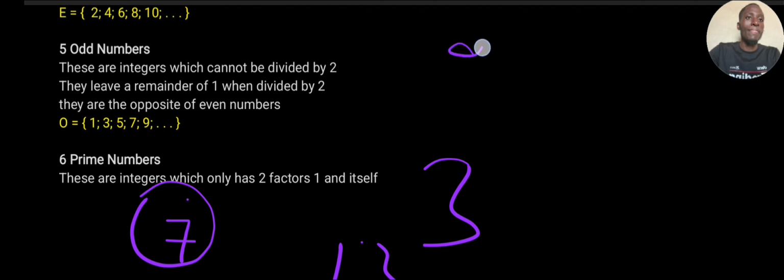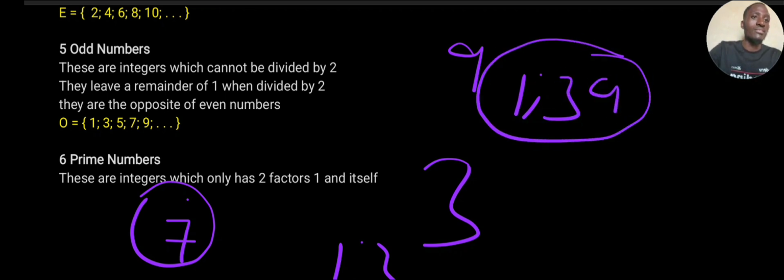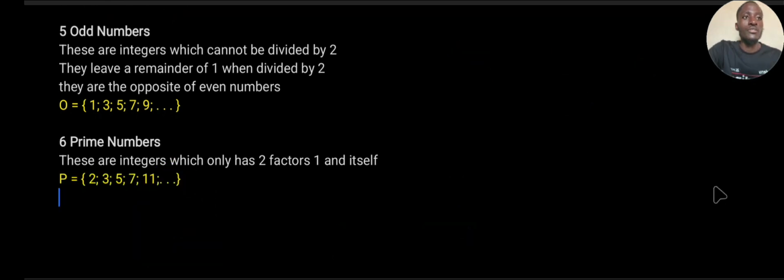But if you go to 9, it has a lot of factors, right? The factors are 1, 3, and 9. So this one has 3 factors, which means it is not a prime number. A prime number only has 2 factors because it can only be divided by 1 and itself. Representing that in set notation, P, the set of prime numbers, starts from 2, 3, 5, 7, 13, and all the way up to infinity, right? 2 is a prime number because it has only 2 factors. The only numbers that go into 2 without leaving a remainder are 1 and 2 itself. So 2 is also a prime number.